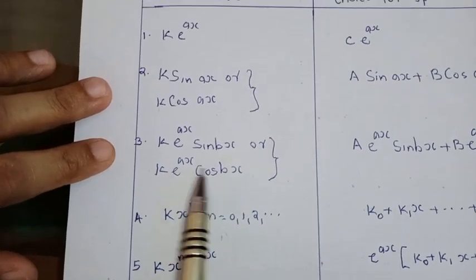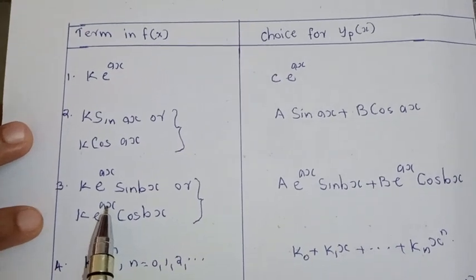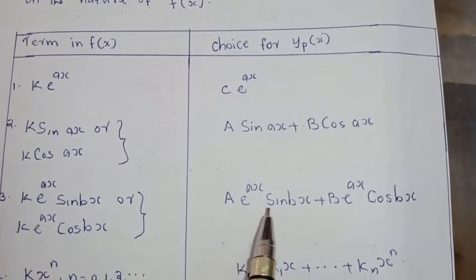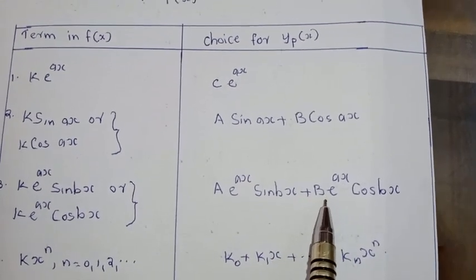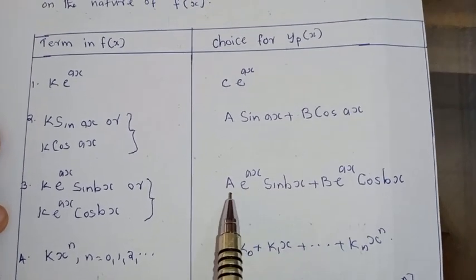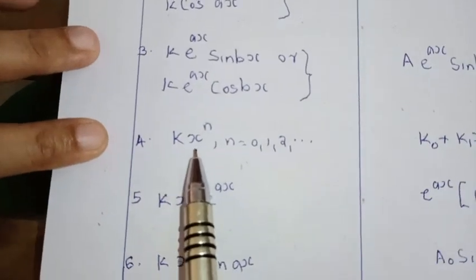If your f of x is any one of these forms, then you choose yp as a times e raised to ax sin bx plus b times e raised to ax cos bx. You find a and b later. Okay. Now come to algebraic function.